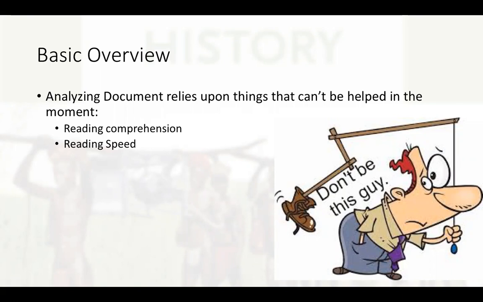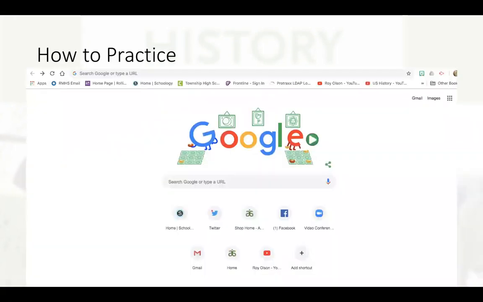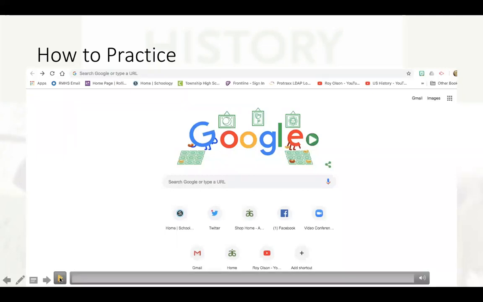But I do have some good news. There is a way for you to improve your ability to analyze a document quickly. You can get better at reading comprehension and reading speed by practice. So there's limited time to practice, but there is a way to do it. So here's one way that an AP World History student can go about practicing for reading comprehension and analyzing a document.